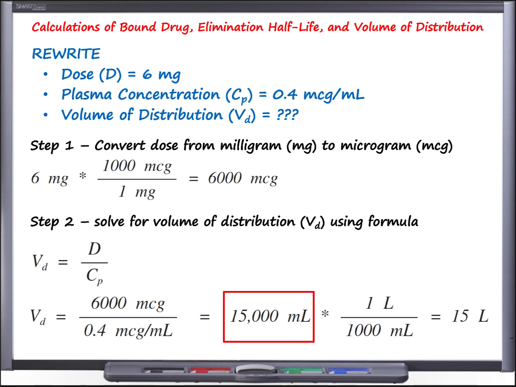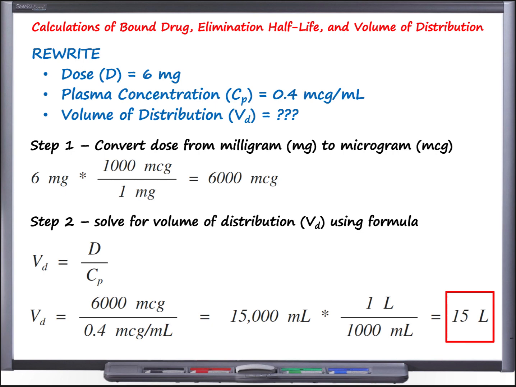And lastly, because that is such a large number, oftentimes we will express the volume of distribution in liters. So let's convert that to liters by simply multiplying it by the fact that in every 1 liter, there is 1,000 milliliters. So milliliters cancel, and you can see that our final answer would be 15 liters. So by giving somebody a 6,000 microgram dose, and then measuring a subsequent plasma concentration at 0.4 micrograms per milliliter, we know that the volume of distribution for this drug in this patient is 15 liters.